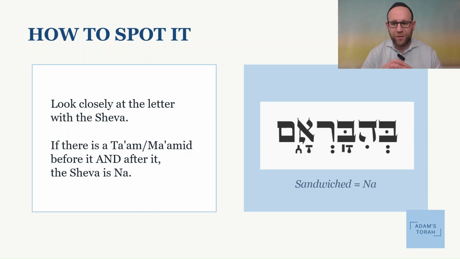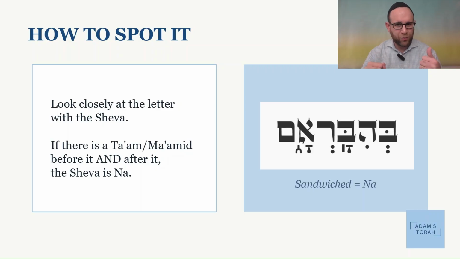Look at the word on the screen. There's a bet with a dagesh at the beginning of the word. That we know from our first rule, the first letter of the word is a sheva na. You see there is a sheva in the middle of the word. That's a resh. The resh has a sheva underneath it. Okay, sheva in the middle of the word. Is that a sheva na or a sheva nach?